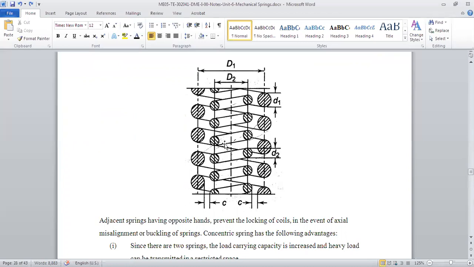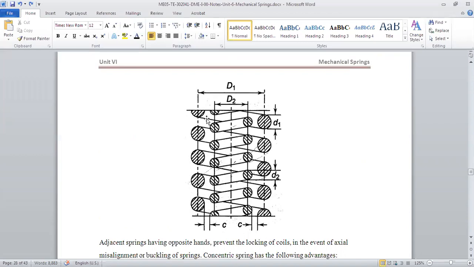The angle of the springs, we have opposite angles. If one is a right-handed helix, then the other will be a left-handed helix. If there are three springs, one will be left, then outside will be right, and again outside will be left; or right, left, right. Why do we do this? Because if you see closely, if the smaller spring has the same helix, both of them right or both of them left, then this smaller spring might go inside the gap, right?